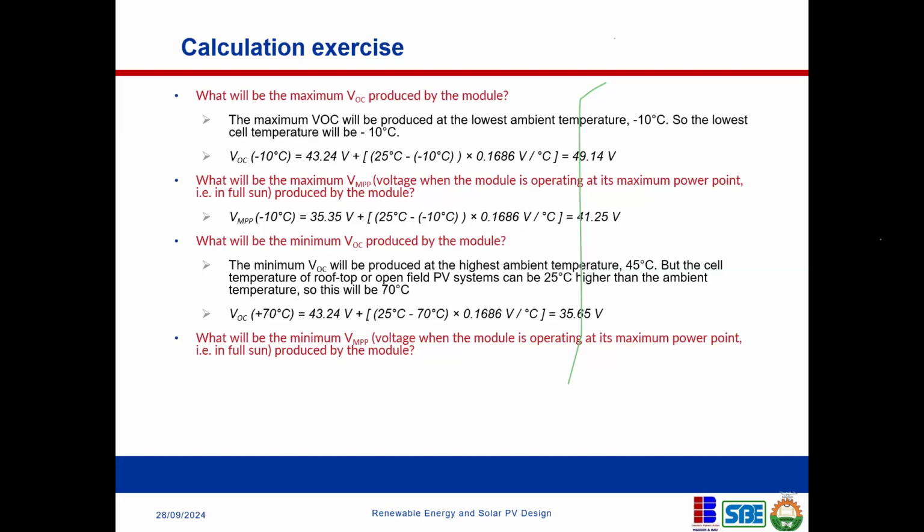at standard test condition, the temperature is 25. So if you have minus 10, it means that your voltage is actually increasing because the temperature is dropping. So the lowest cell temperature will be at minus 10 degrees centigrade. Now this calculation is for our open circuit voltage at minus 10.